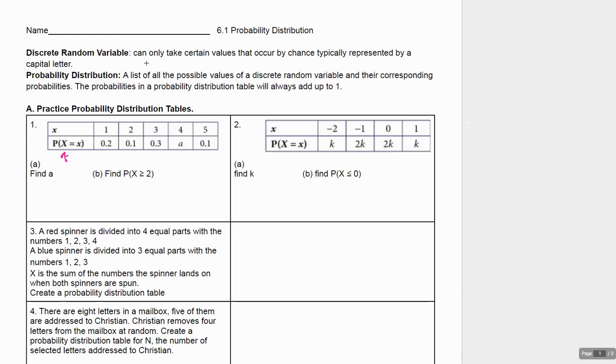So, in a situation like this where they've got some variables, all we do is make an equation out of it and then make it equal to 1 and then get the A by itself.